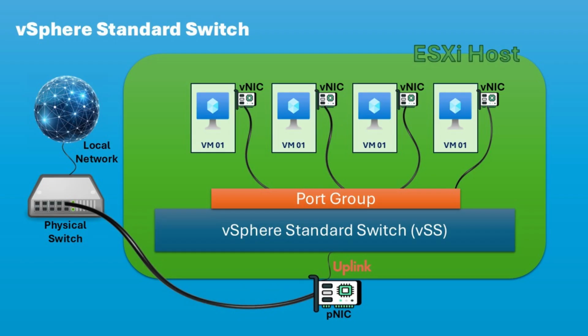A vSphere standard switch would have an uplink. That uplink connection would go to a pNIC, or a physical network interface card, on this physical ESXi host. That physical network interface card would then be connected to a physical switch, just like any other physical server in the data center. From there, the physical switch would be connected to the local area network, and then from there, perhaps to a router that goes out to the internet.